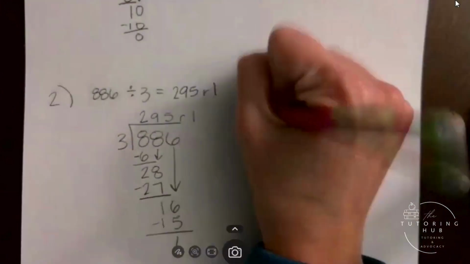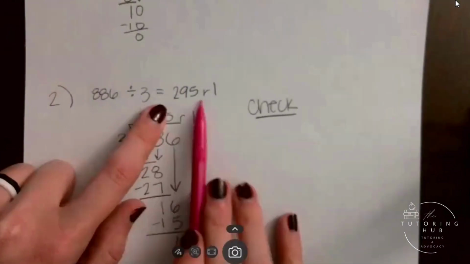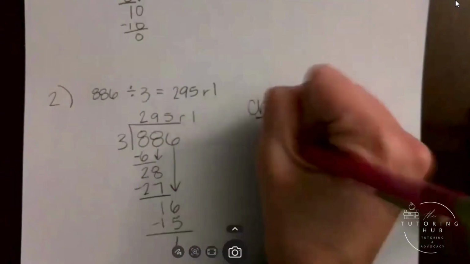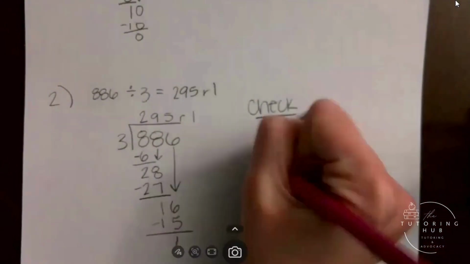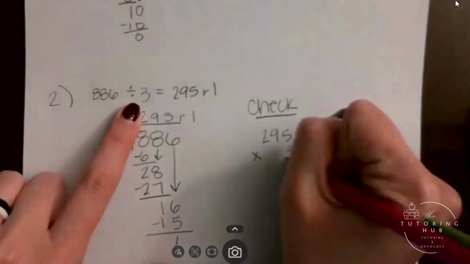Now, if I'm unsure if this is the correct answer, I can always do a check on a division problem, okay? So to check it, we're going to take our answer, our quotient. So we're going to start with 295. I'm going to ignore my remainder for now. So 295, and we're going to multiply it by the divisor, which is 3.